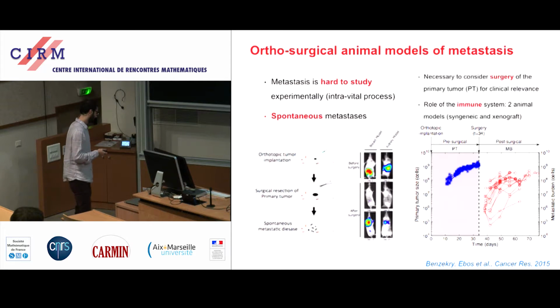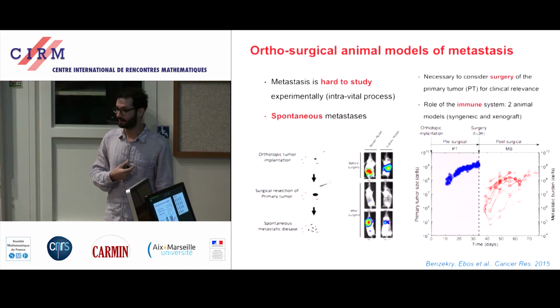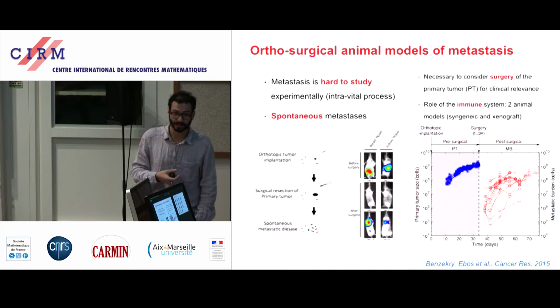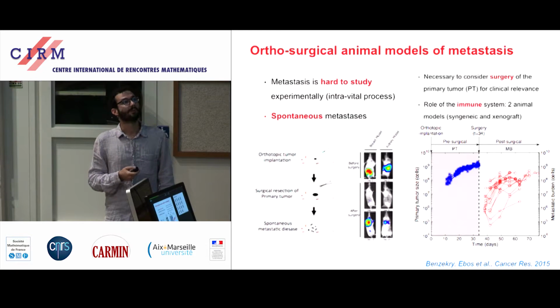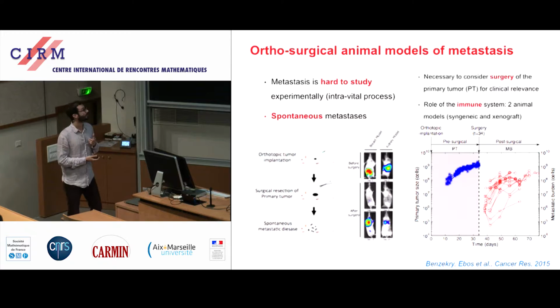So what kind of data can we obtain on metastasis? It's a hard topic to study experimentally, because since it's an intravital process, it's hard to measure. One of the techniques that is employed is to tag the cells with some protein that is able to emit some light, which is called luciferin, and then you can record the light from the outside. The amount of light that is emitted is proportional to the number of cells in the whole organism.